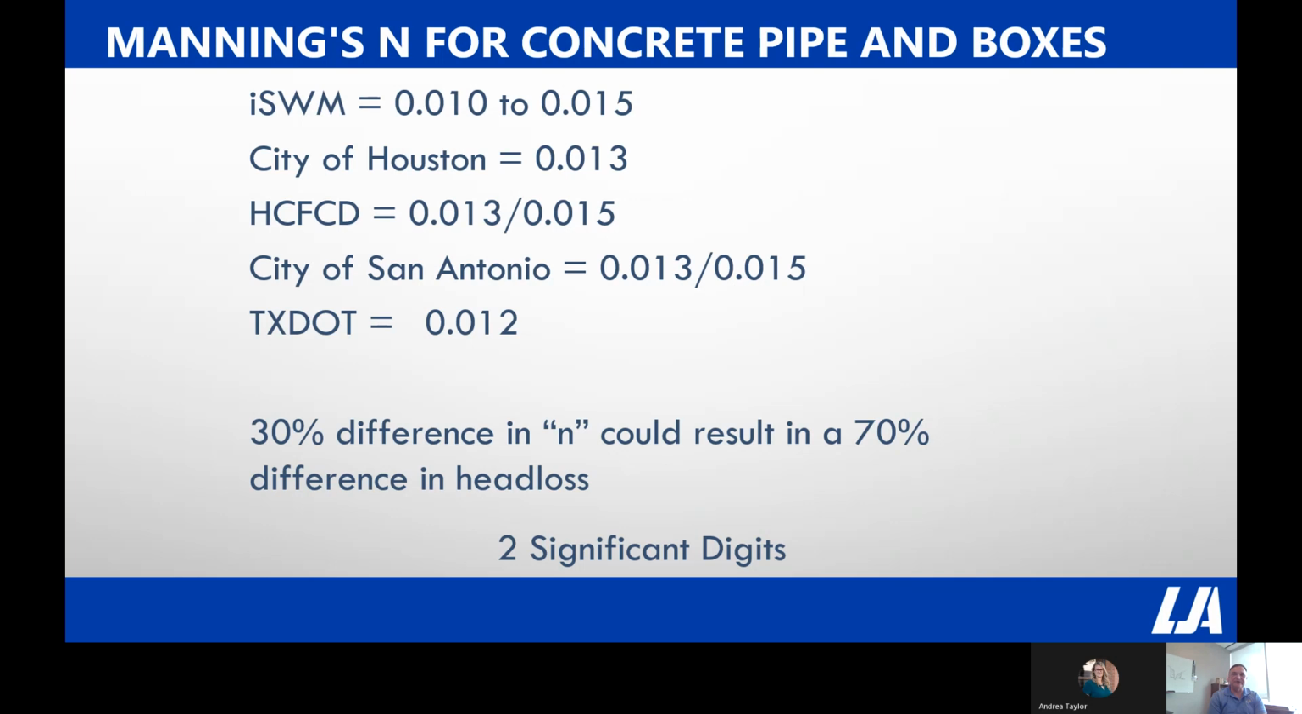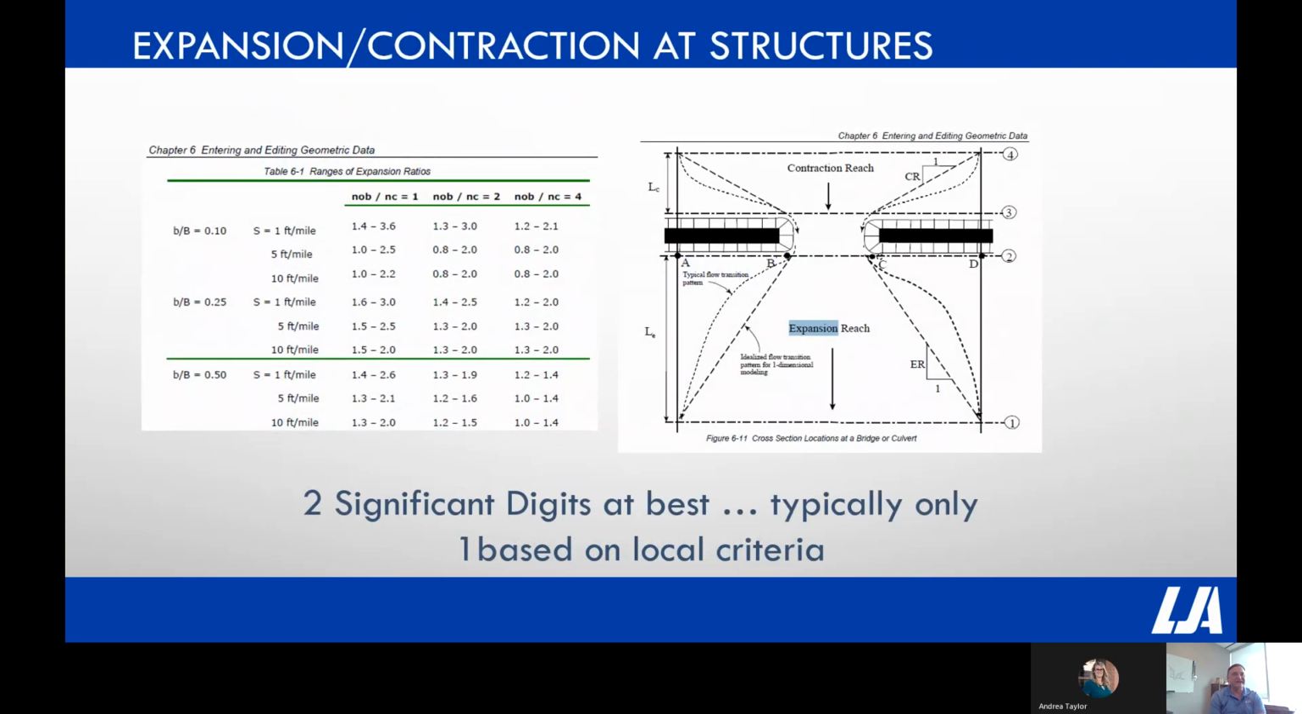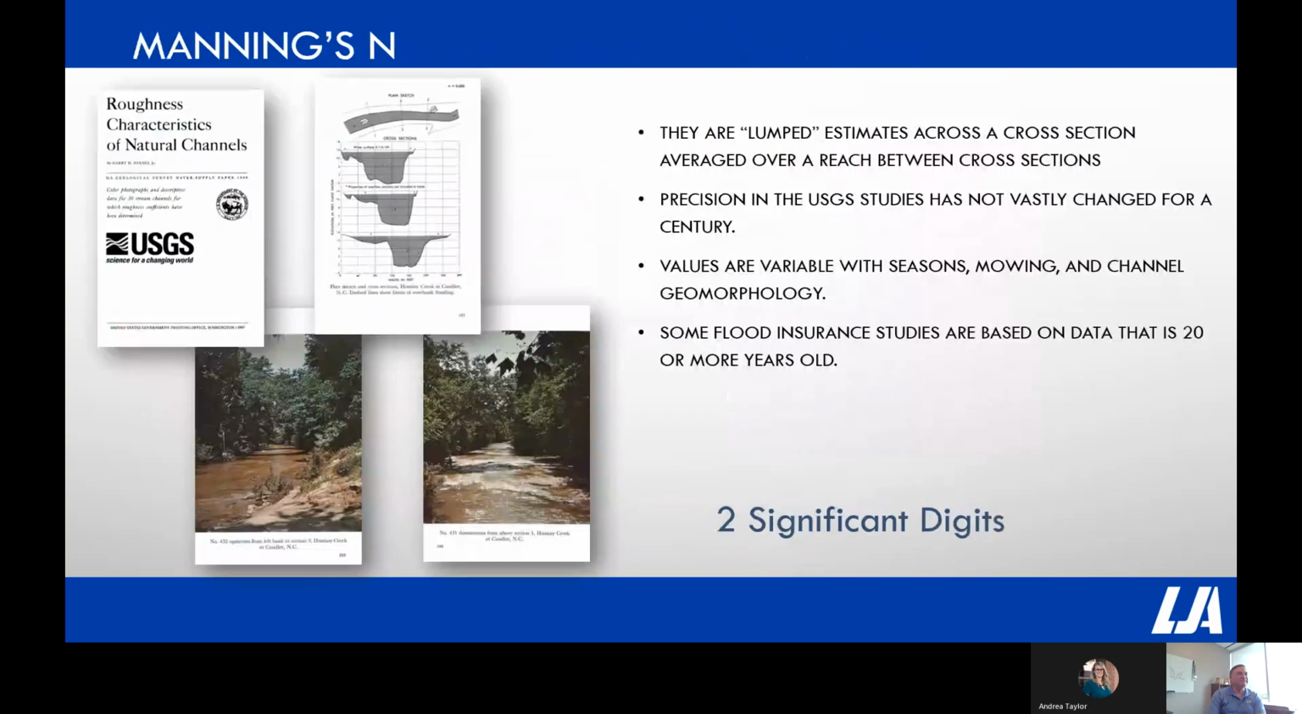Again, Manning's N values are only to 2 significant digits. Expansion contraction coefficients very much the same. They're published. We're told what values are standard to use from the HEC-RAS manual. This table in this exhibit, there's 2 significant digits in there, but a lot of local criteria, you might only have 0.3 or 0.5 as the number to use. So you go anywhere from 2 significant digits to having only 1 significant digit. And I promise you, this is all going to be used in a point in a moment.